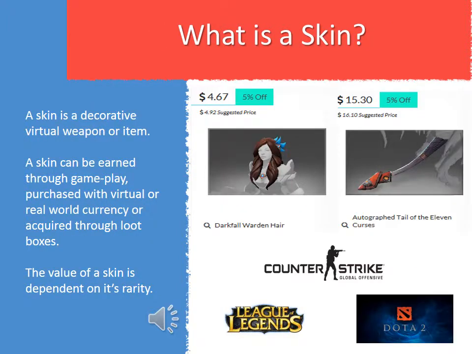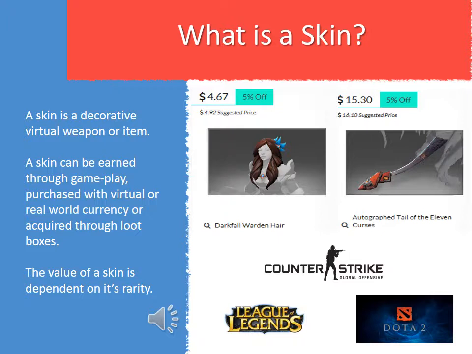So within a loot box is a skin. What's a skin? A skin is a decorative virtual weapon or item. A skin can be earned through gameplay, purchased with virtual or real-world currency, or, as we've just mentioned, it can be acquired through loot boxes. The value of the skin is dependent on its rarity, meaning that some are more valuable than others if they're more rare. Most of the time, skins don't improve your ability in the game. They're mostly cosmetics, but they give you some other advantages too. Skins are often seen as a status symbol within the game.